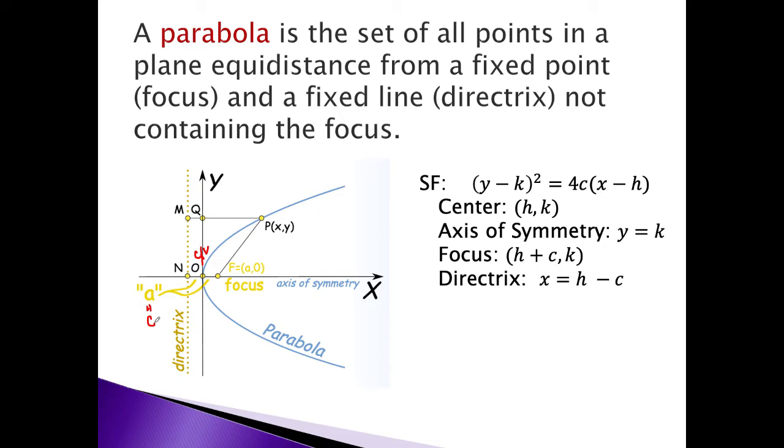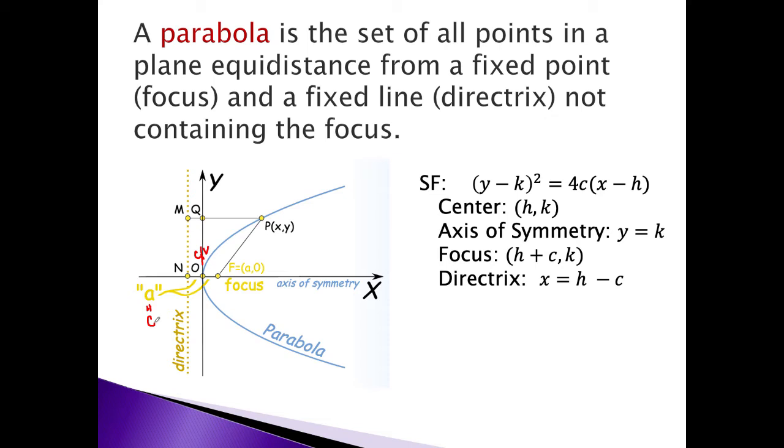Now, the other thing is, what happens if I have x minus h quantity squared equals 4c times y minus k? So in other words, what if I turn this parabola and have it facing upwards? That's what you typically see in algebra. Okay, so you need to be able to also give me that information for the center, the axis of symmetry, the focus, and the directrix.